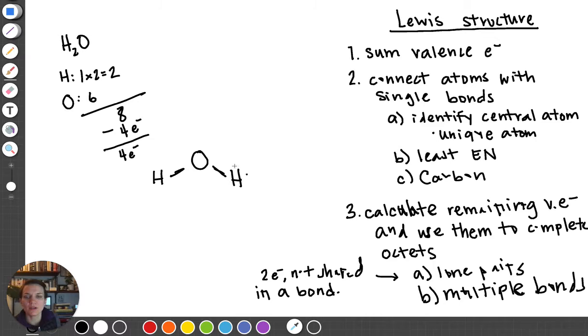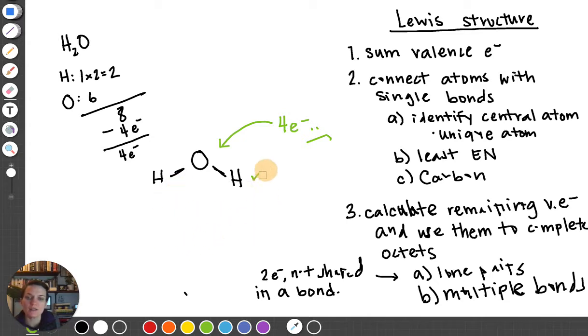So here we have our hydrogens are happy, right? Both of my hydrogens have a duet. My oxygen, however, at this point in the game, has only 4 electrons assigned to it. So it is unhappy, right? Look at how pathetic that smiley face looks. So hydrogens are good, but oxygens are not.